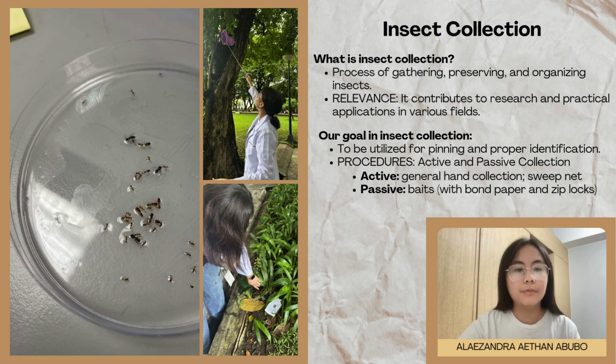ecosystems. Before anything else, how can we observe insects without an insect specimen? This is where insect collection comes in. Insect collection is the process of gathering, preserving, and organizing insects for scientific study, research, or educational purposes. Its ultimate goal is dependent on the observer's question.